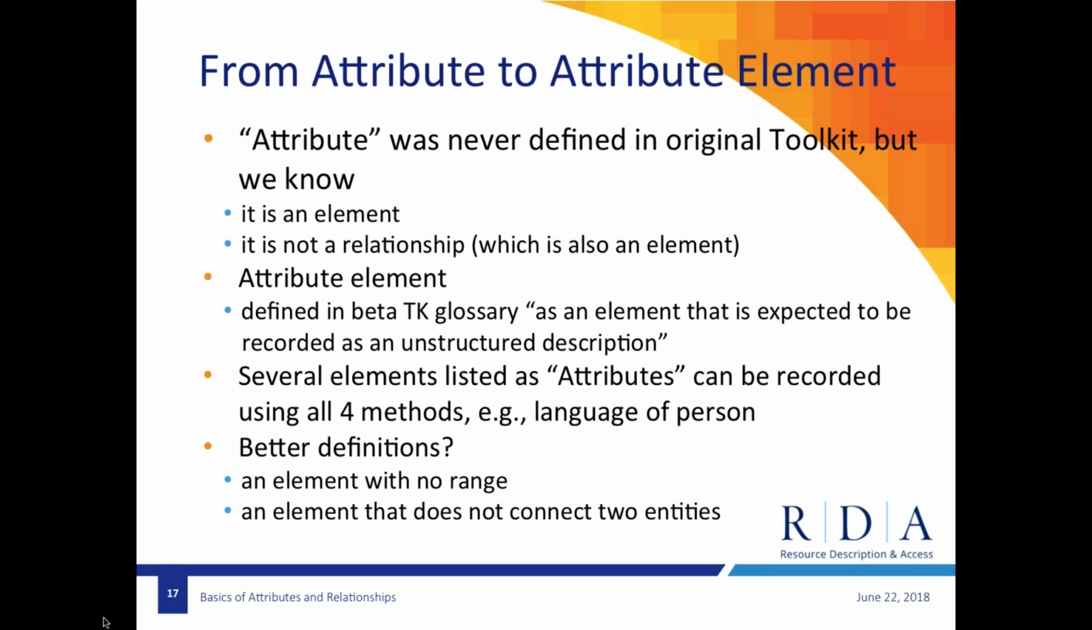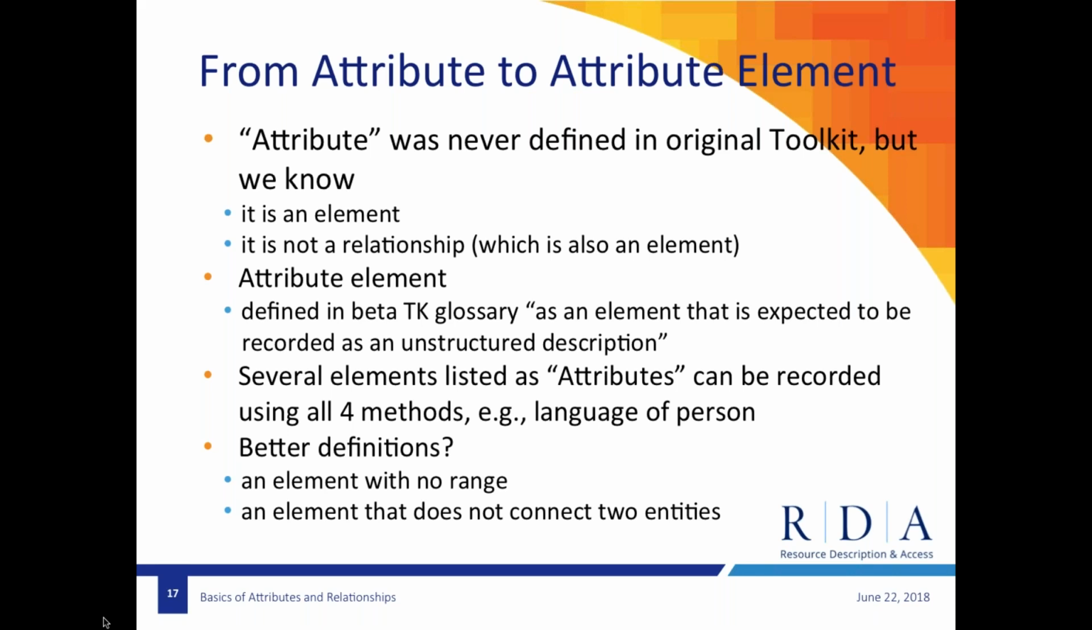But there are several elements that are listed as attributes under the list of elements for the entity that use all 4 recording methods. So if you look under person and you see attributes, one of the attribute elements that you'll see is language of person. This is a little bit confusing to me because I know I can record language of person using an identifier or a term from a vocabulary encoding scheme. So is it an attribute element?